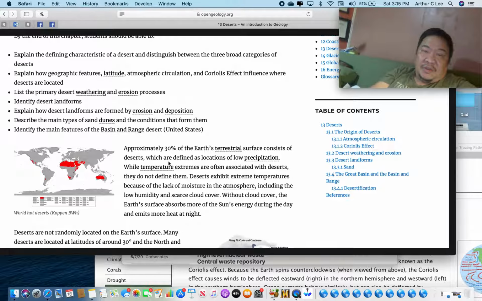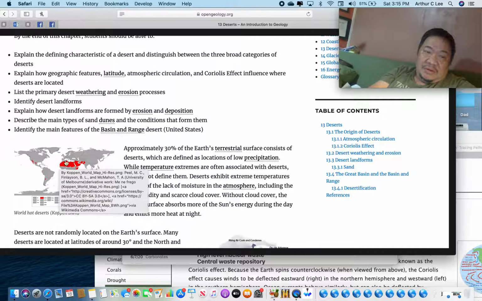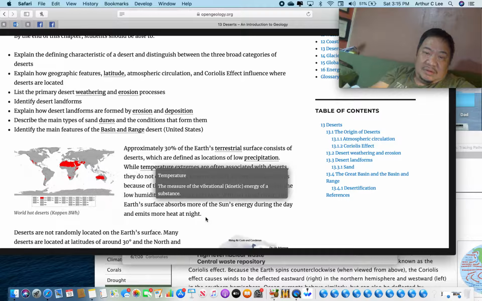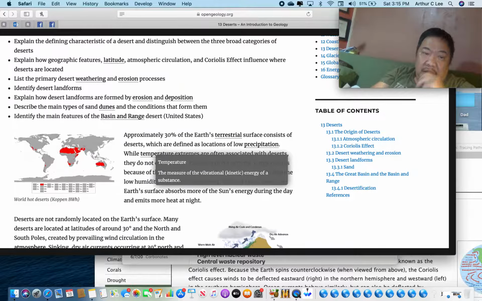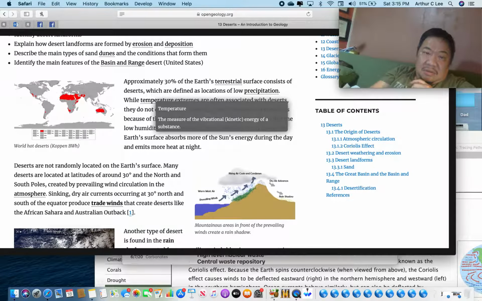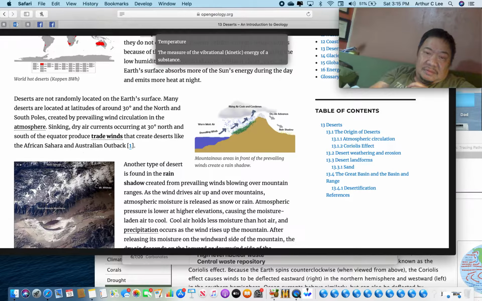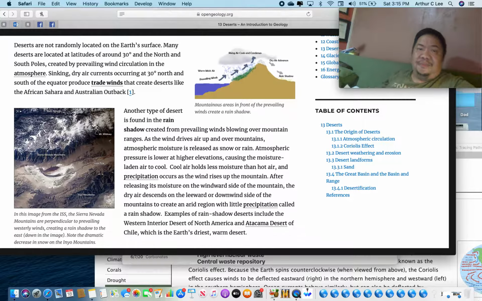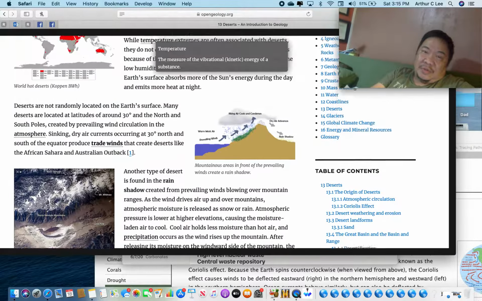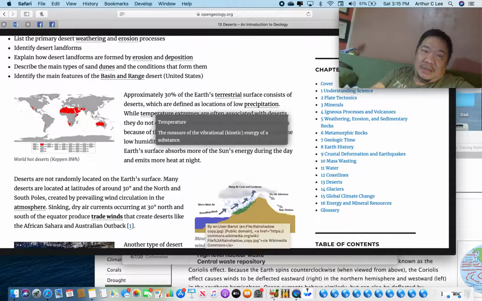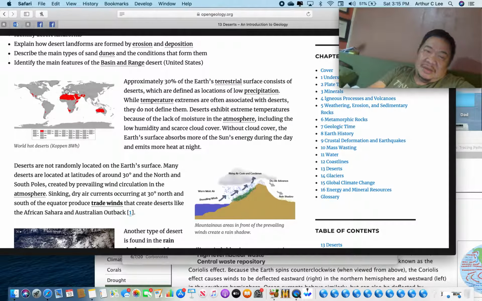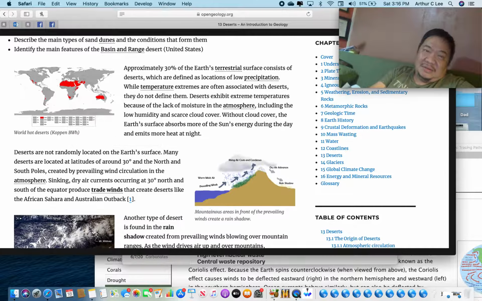30% of the Earth's surface consists of dry lands, and there are these red areas here. In this picture here, they say 30% of the Earth is deserts, but it's really deserts and steppes. 30% dry lands.